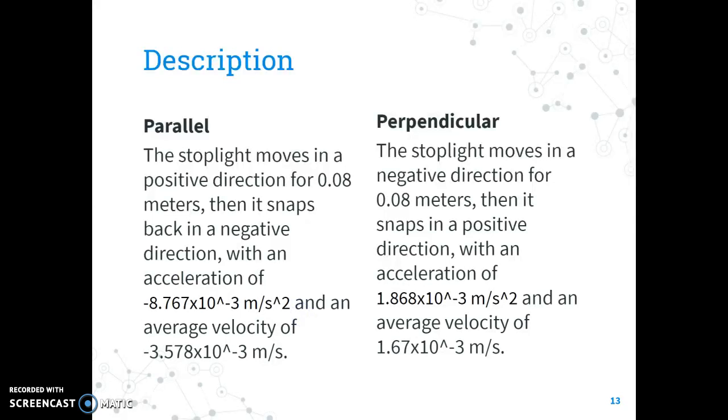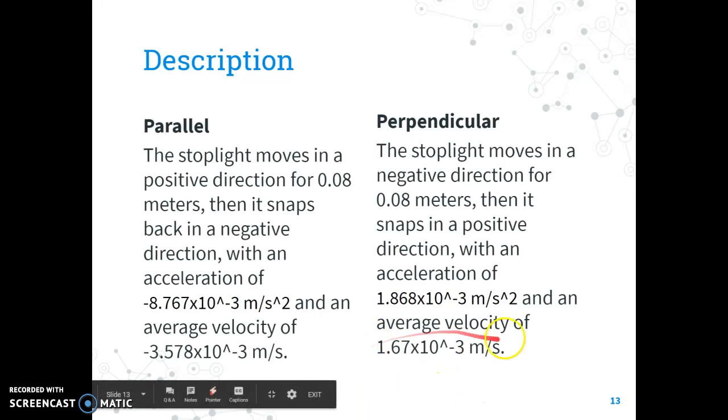So the description is the stoplight moves in a positive direction for 0.8 meters, then it snaps back in a negative direction with the acceleration of negative 8.767. You already saw me read aloud the acceleration. And in the perpendicular motion, the stoplight moves in a negative direction for 0.8 meters, then it snaps forward in a positive direction with this acceleration and an average velocity of this.